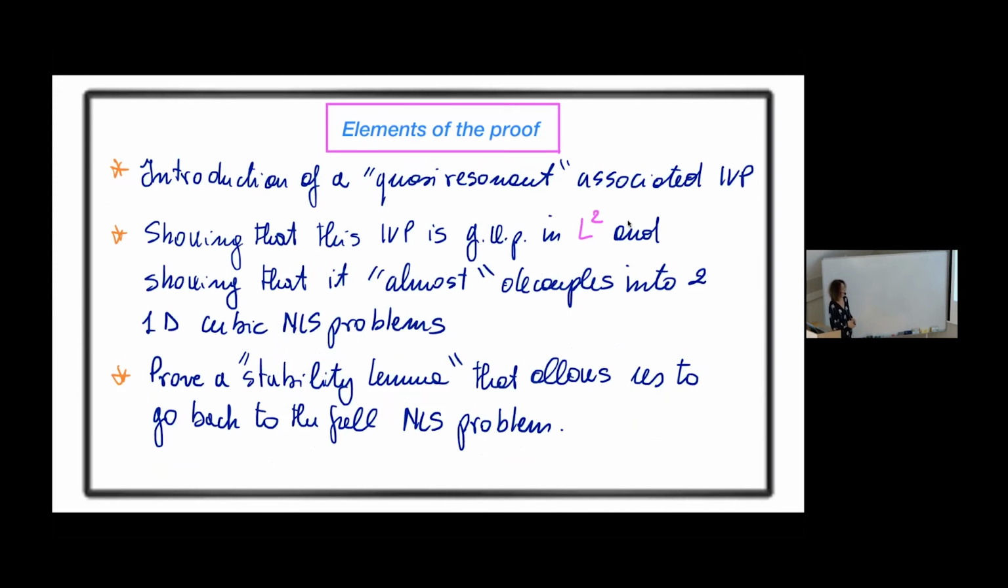Now I'm just going to give you quickly the elements of the proof. I'm going to define a set. Gilad talked about quasi-resonance, but here you will see the definition in this context associated with my initial value problem. We will show that the initial value problem, which is connected to the quasi-resonant frequency set, is globally well-posed in L2, and in a sense it decouples into one-dimensional objects. I will be more specific on that, but that's a fundamental part of the theorem, and then the stability. Because we will be able to say quite a lot about the quasi-resonant initial value problem, which I'll write for you in a moment. But then, just like in the previous theorem, you have to go back to the total system. So you need a stability lemma here as well.